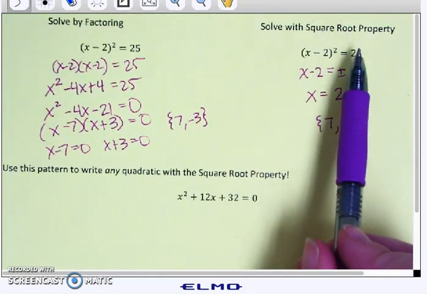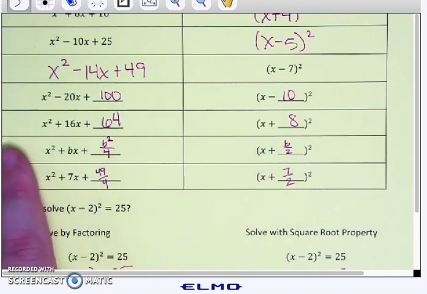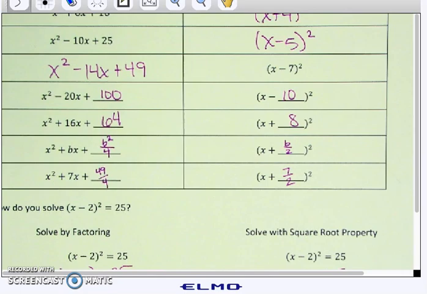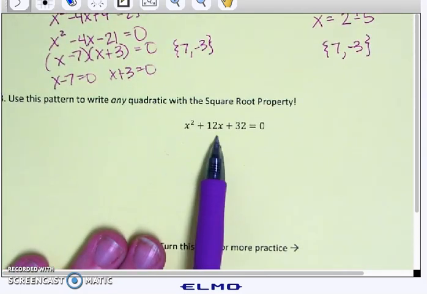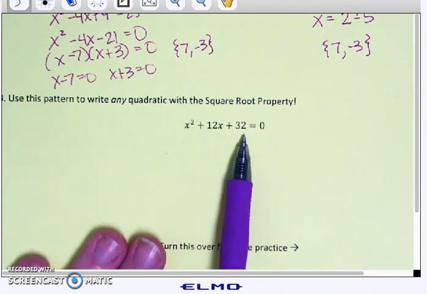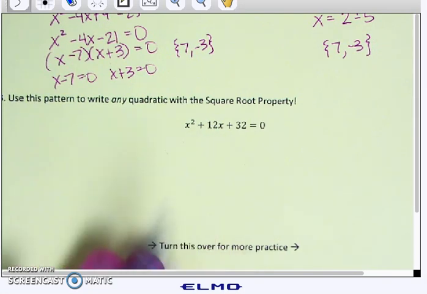And the answer is yes, as long as you can use this pattern from above to write any quadratic as a binomial squared, as a perfect square binomial. So let's say we have x squared plus 12x plus 32 equals 0. This is not a perfect square trinomial because it's not the same factor squared.